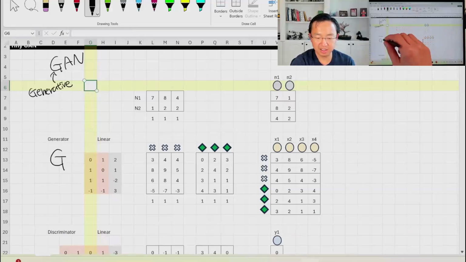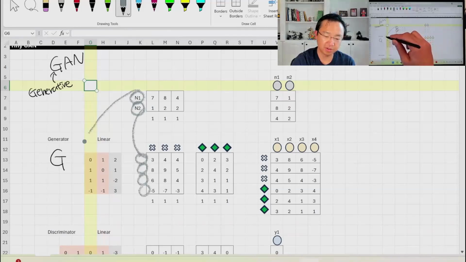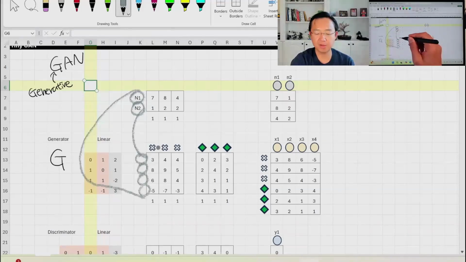Take a look at the generator part. For the generator, I started with this noise. In this case, I would like to generate a batch of 3 images. So I'll start with noise with, in this case, 2 dimensions. And my desired output has 4 dimensions. And we have a network going this way from 2 to 4. And I have 3 examples.